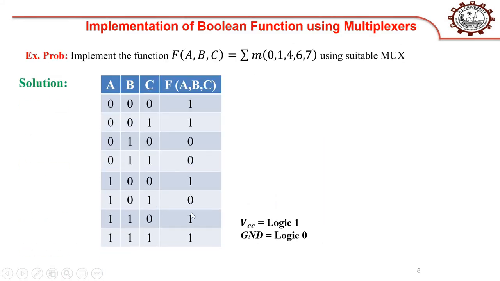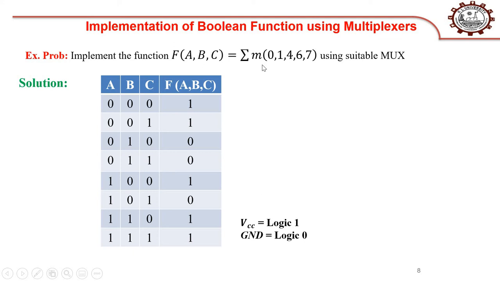So, for example, using a multiplexer you can implement any function. If any table is given to you, you can implement that table with a multiplexer. How can it be done? Just look at the example here. Implement the function f of ABC equal to sigma m, sum of minterms, 0, 1, 4, 6, 7. The meaning of this is that for the combinations 0, 1, 4, 6, 7, the output is 1. Just look at the table. Here A, B, C, 3 terms are there, so 8 combinations I have taken: 3 inputs, 8 combinations.